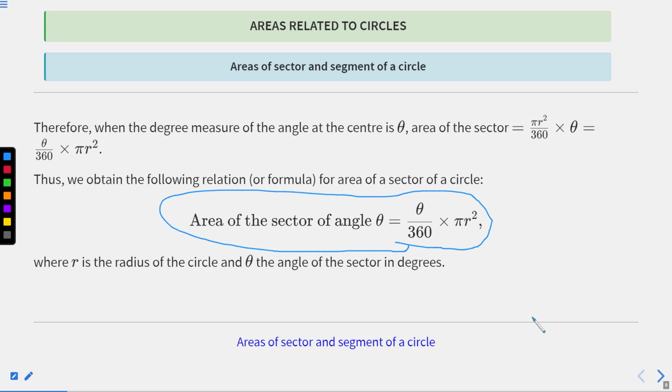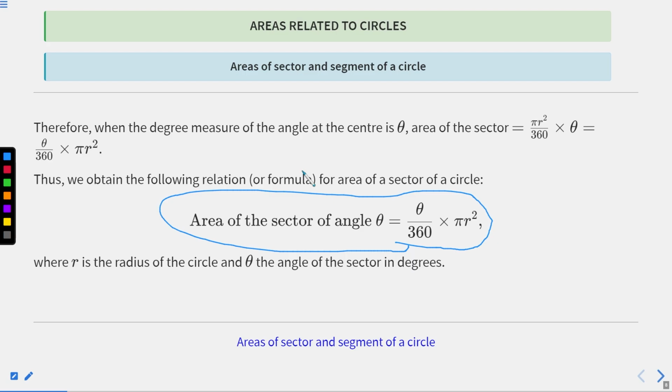Okay, and practice and practice. So the area of the sector of angle theta is equal to theta by 360 into pi r square. If we remember this formula, then you can solve any problem related to this. But you must also learn the concept behind this formula, and how we actually come to this formula, that must be kept in your mind. This concept will help you in your higher classes.